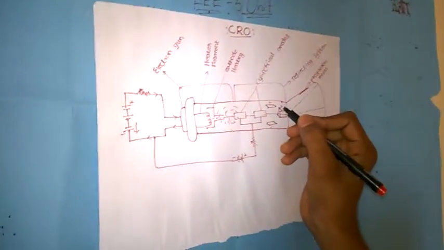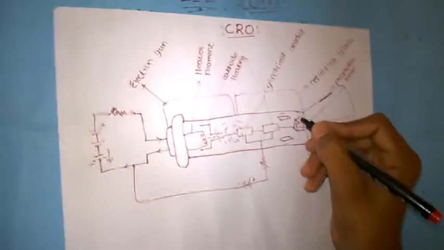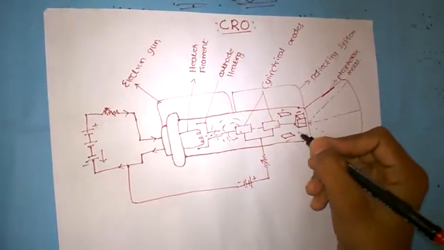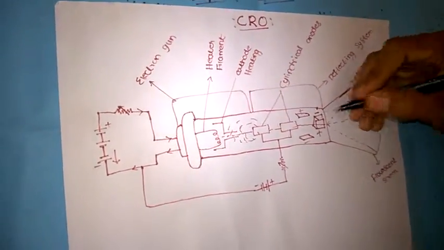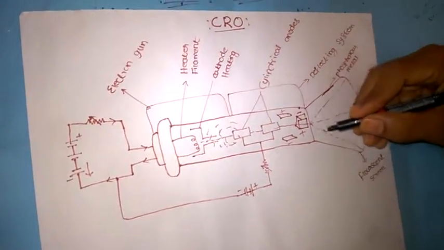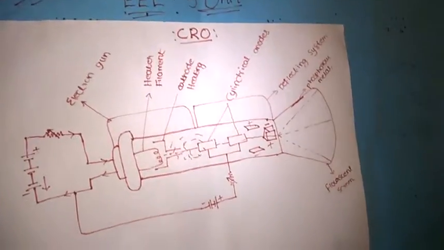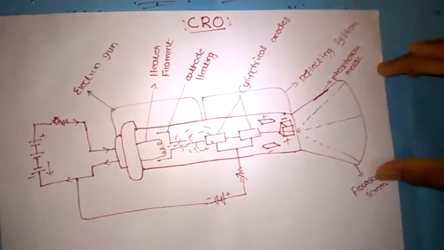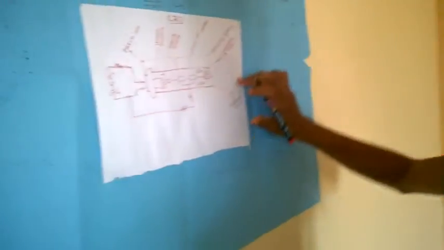also have a positive charge and a negative charge, here having a positive charge. This positive charge also repulses the electrons towards the extreme right. In this way, by the deflecting system, we spread the electron beams over the fluorescent screen.